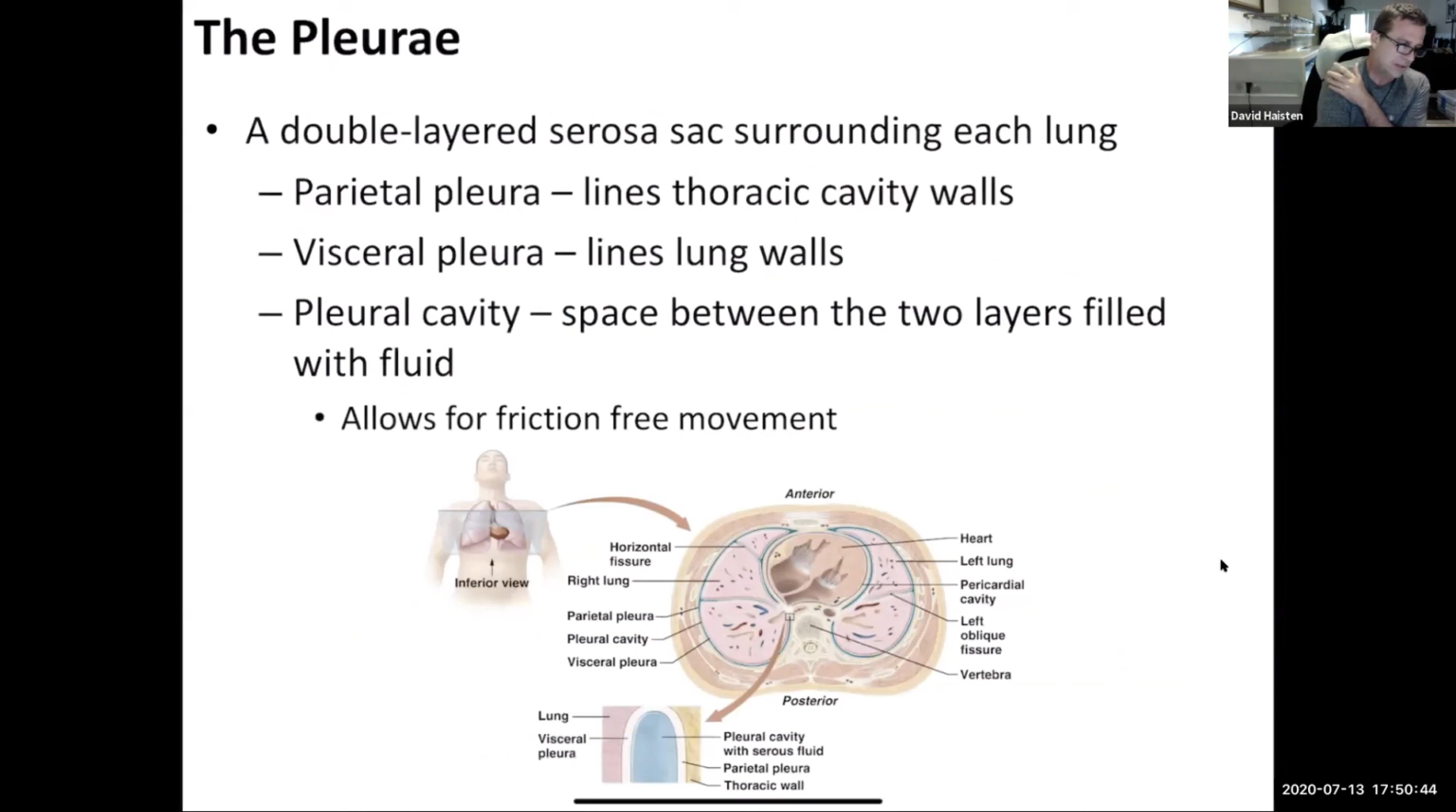Okay, the pleurae. So you have friction-free movement of your lungs. You can get weird conditions where the pleural fluid's compromised and then you have problems.